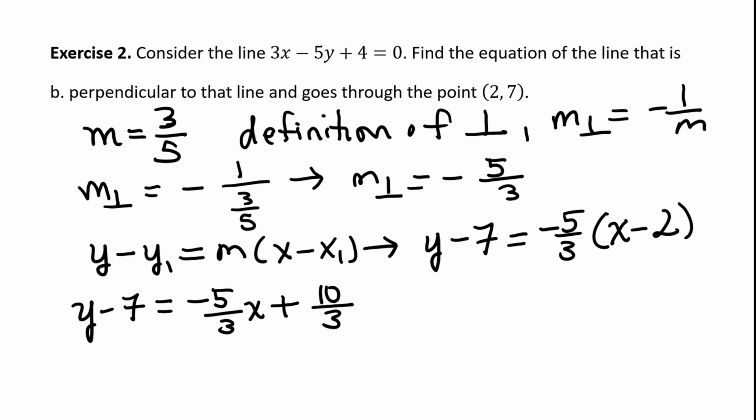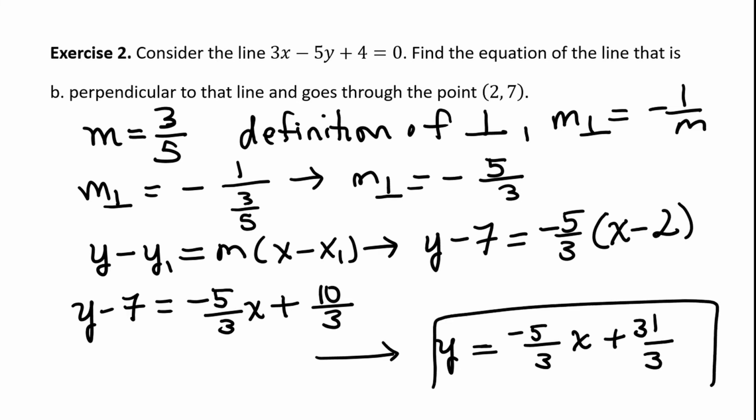Now we want to isolate or solve for y, and you do that by adding 7 to both sides of the equation. Then the equation for the line that is perpendicular to the given 3x minus 5y plus 4 equals 0 through the point 2, 7 is y equals negative 5/3 x plus 31/3.